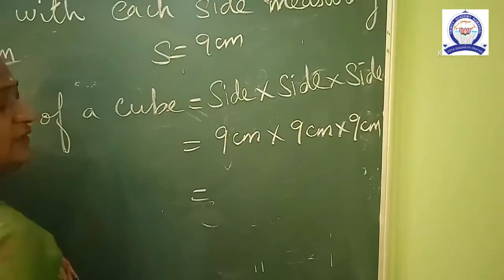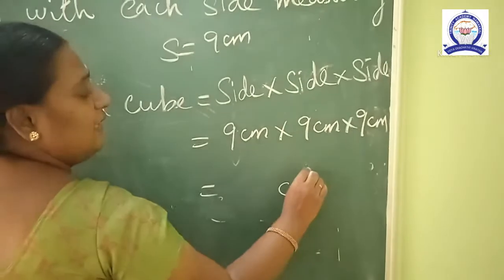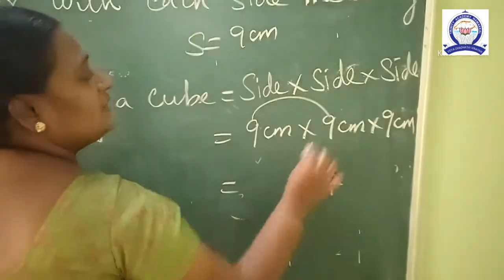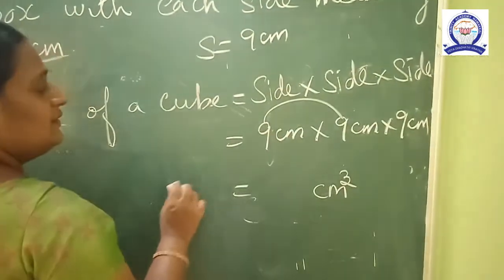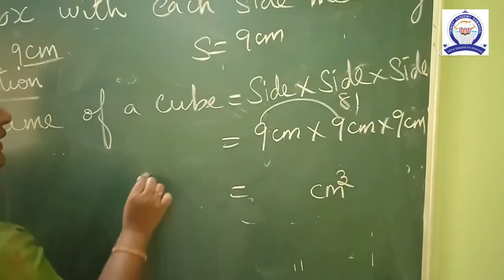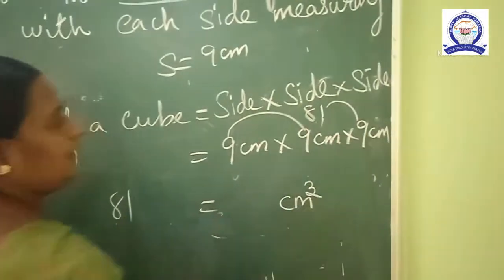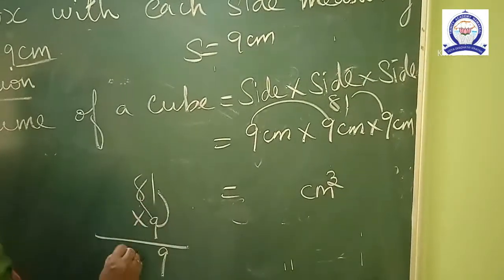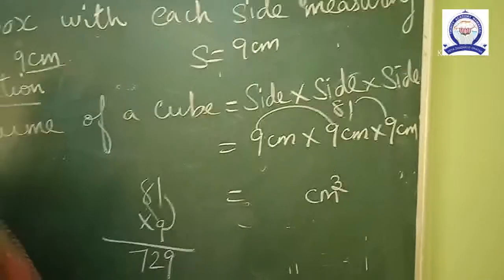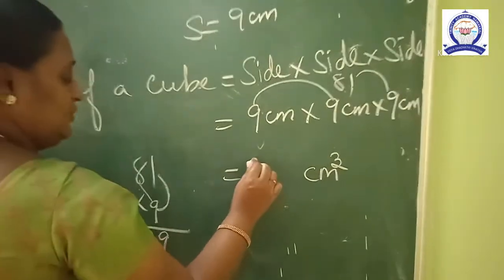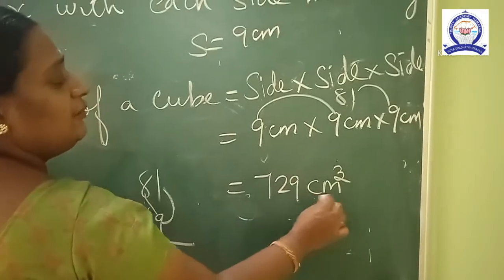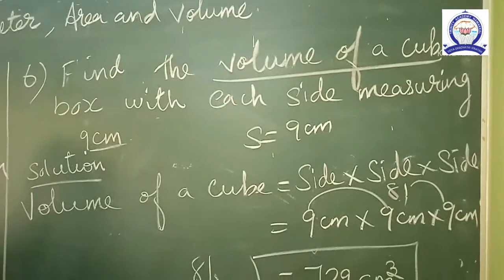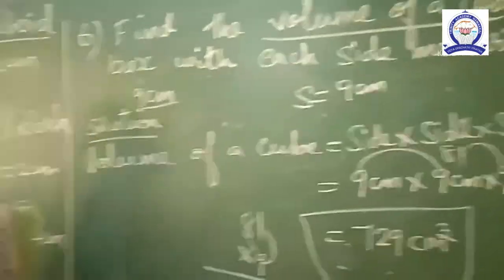For volume, the unit is centimeter the whole cube. Then you multiply 9 into 9. 9 9s are 81. 81 into 9: 9 1s are 9, 8 9s are 72. Therefore 729 centimeter cube is the answer. This is the volume of a cube box with each side measuring 9 centimeter. Okay children, thank you.